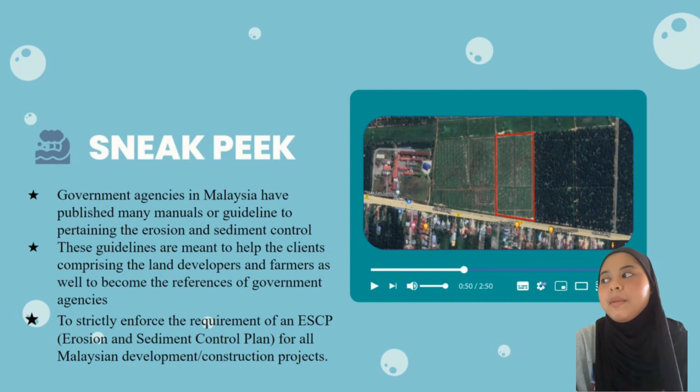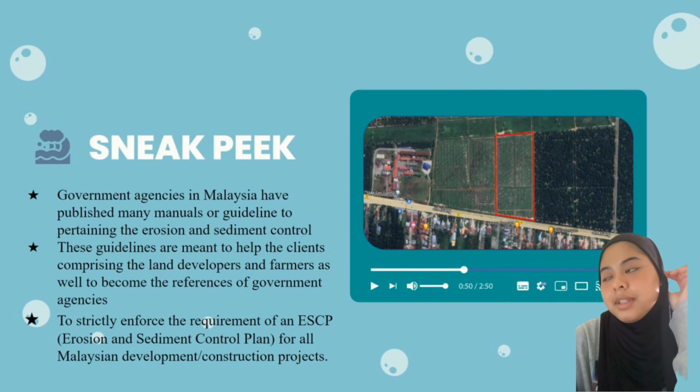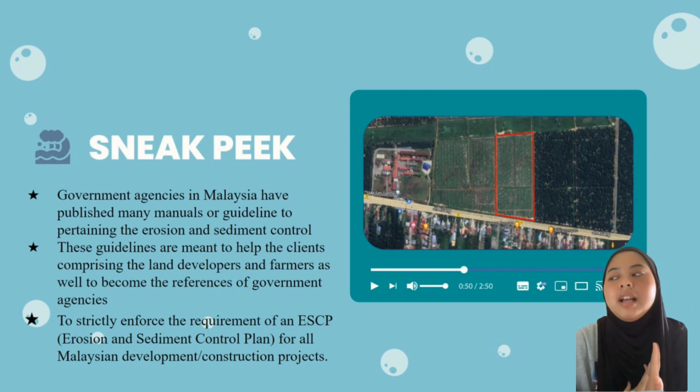Nonetheless, sediment loading from land development is one of the most significant ecological consequences of development, not because these measures do not work, but because they are frequently not adopted. As a result, Malaysia's most effective control mechanism against this problem is to strictly enforce the requirement of an ESCP, Erosion and Sediment Control Plan.